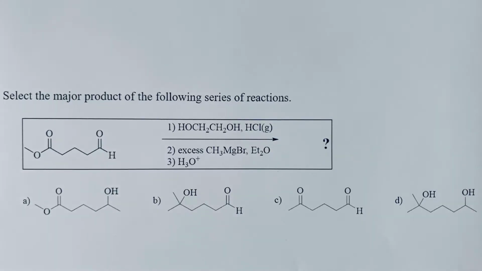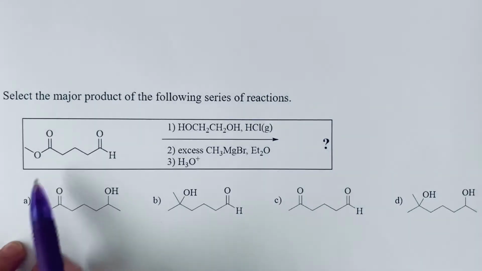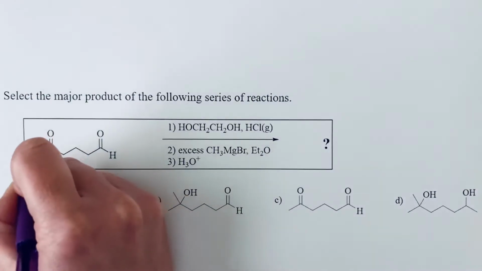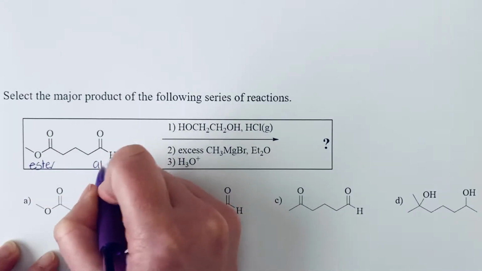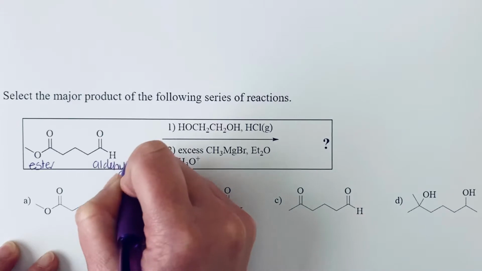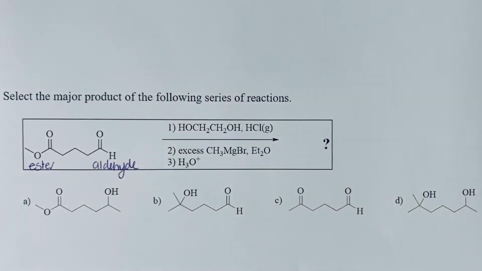Select the major product of the following series of reactions. So if we look at our given starting material, we can see that it contains an ester and an aldehyde. And let's take a quick look at what we're reacting this with.